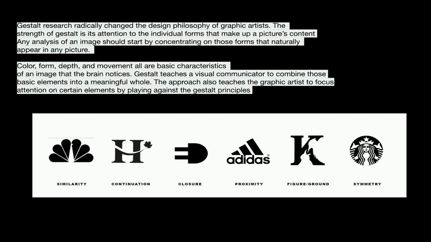Gestalt research radically changed design philosophy of graphic artists, right? The strength of Gestalt is its attention to the individual forms that make up a picture's content, right? Any analysis of an image starts by concentrating on those forms that naturally appear in any picture. So we'll talk more about color in another lecture, but color, form, depth, movement are all basic characteristics of an image that the brain notices. But Gestalt teaches a visual communicator to combine those basic elements, color, form, depth, movement, into a meaningful whole.